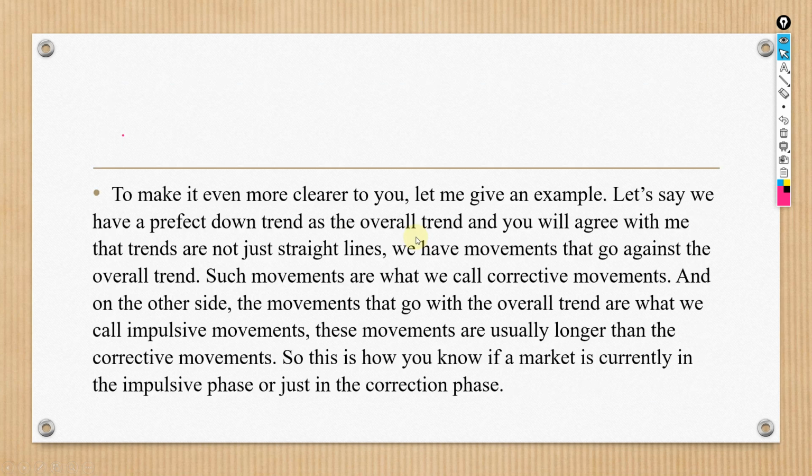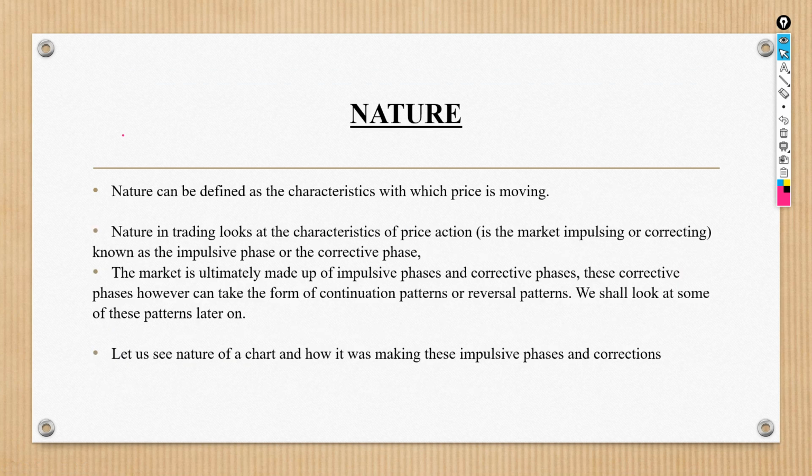Let's continue. To make it even more clear to you, let me give an example. Let's say we have a perfect downtrend as the overall trend, and you agree with me that trends are not just straight lines. We have movements that go against the overall trend. Such movements are what we call corrective movements, and on the other side, the movements that go with the overall trend are what we call the impulse movements. And this is what I discussed.